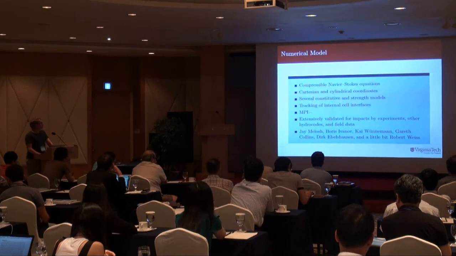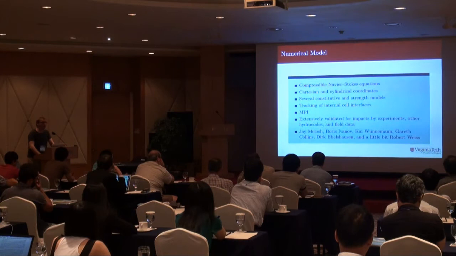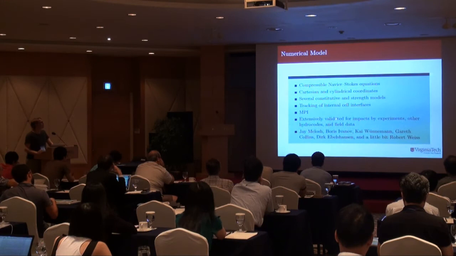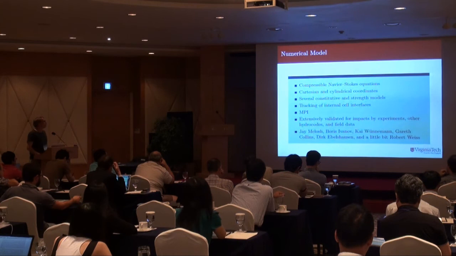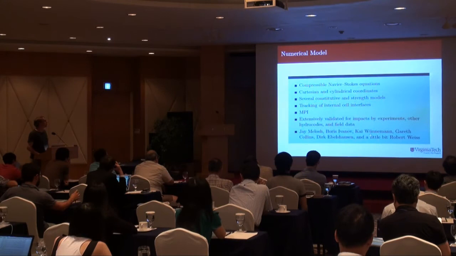There are several constitutive and strength models. Probably the best feature so far is the tracking of internal cell interfaces, which means we can have more than one material in one grid cell. That gives us a very good vertical resolution, for example, for the free water surface or the material between, for example, the slope and the slide body. It's parallelized, so it runs reasonably fast. It is extensively validated for impacts with experiments. There was a community effort to do that, looking at simple impacts of aluminum spheres and comparing different models, and it worked really well. The main developers were Jay Melosh, Kai Wünnemann and Gareth Collins, and PhD students contributed, and a little bit of me for the landslide cases.